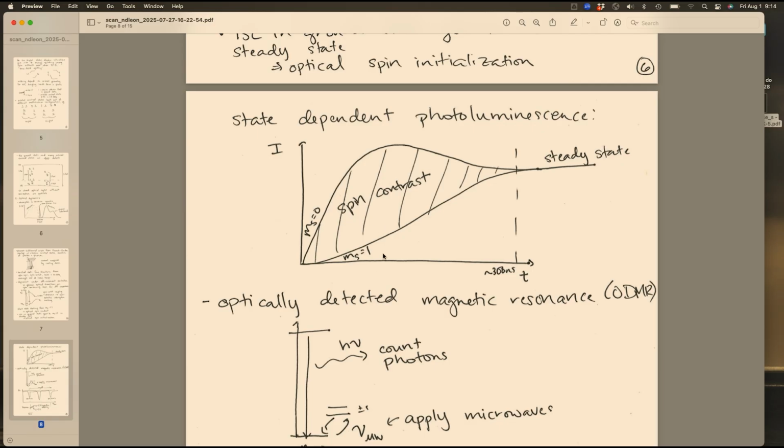So that means that my readout is destructive, right? When I turn on the green light, I screw up the spin state because I reinitialize. But that gives me a nice window where, as long as I keep my counting window less than the timescale over which I destroy the state, my contrast between the two spin states is basically just the area between these curves. And that gives me my readout fidelity.